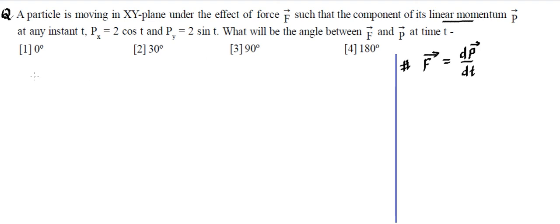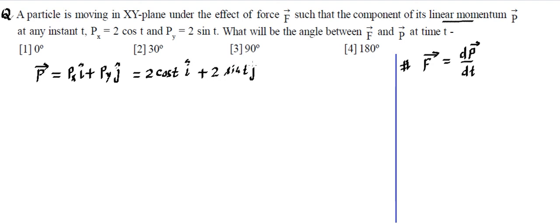Now what the p vector is: we know that any vector is written as the x component i cap and y component j cap. So it will be written as px i cap plus py j cap. Now the px value is 2 cos t i cap plus 2 sin t j cap. So the p vector is known to us. This linear momentum vector, we can take the 2 outside, so it is basically 2 times cos t i cap plus sin t j cap.